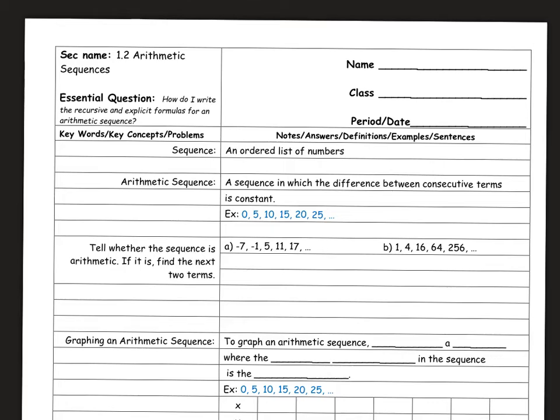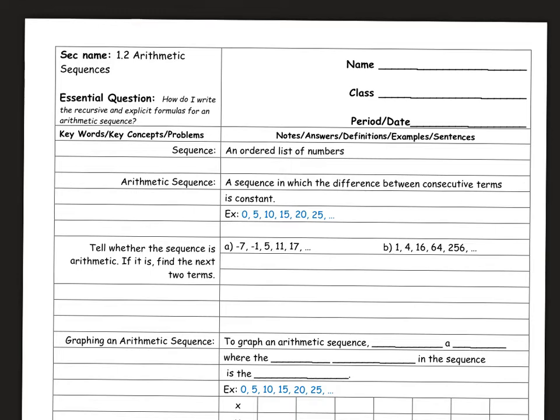Hi guys, so we're on the second lesson in our sequences unit, and we're going to talk about arithmetic sequences this time. Our essential question is, how do I write recursive and explicit formulas for an arithmetic sequence? So we're going to talk about recursive and explicit formulas. Before we get there, we're going to do a slight review and talk about graphing a little bit, and then you're going to do a few problems, and then we'll come back and talk about recursive and explicit equations.